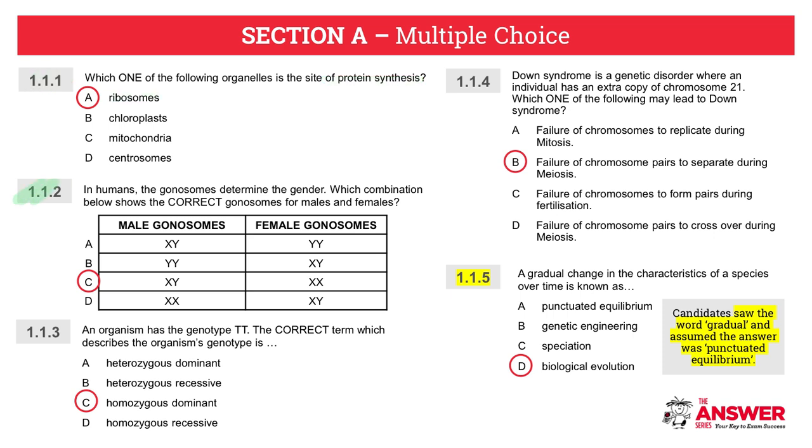In humans, the gonosomes determine the gender. Which combination below shows the correct gonosomes for males and females? The answer there is C, males have gonosomes XY and females have gonosomes XX.